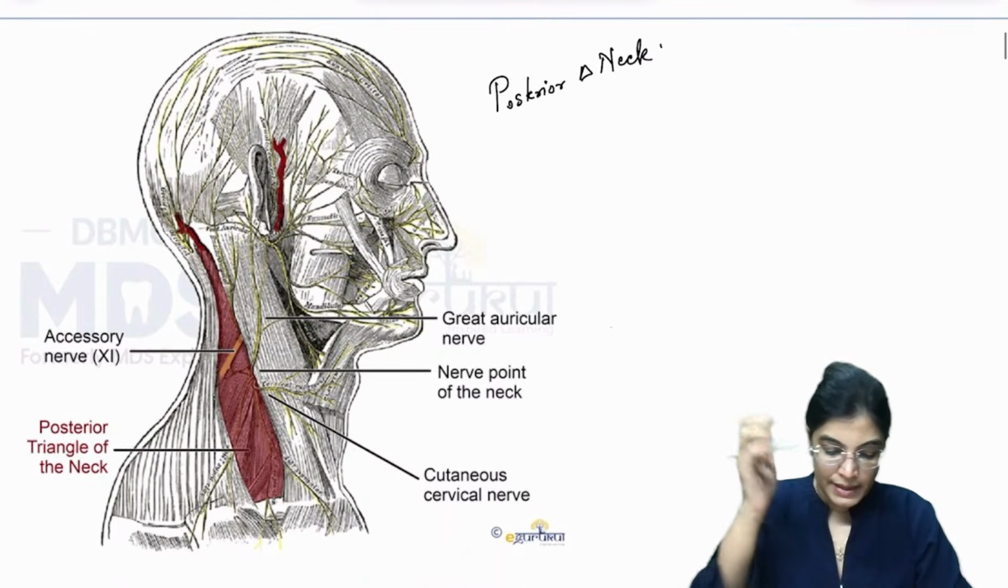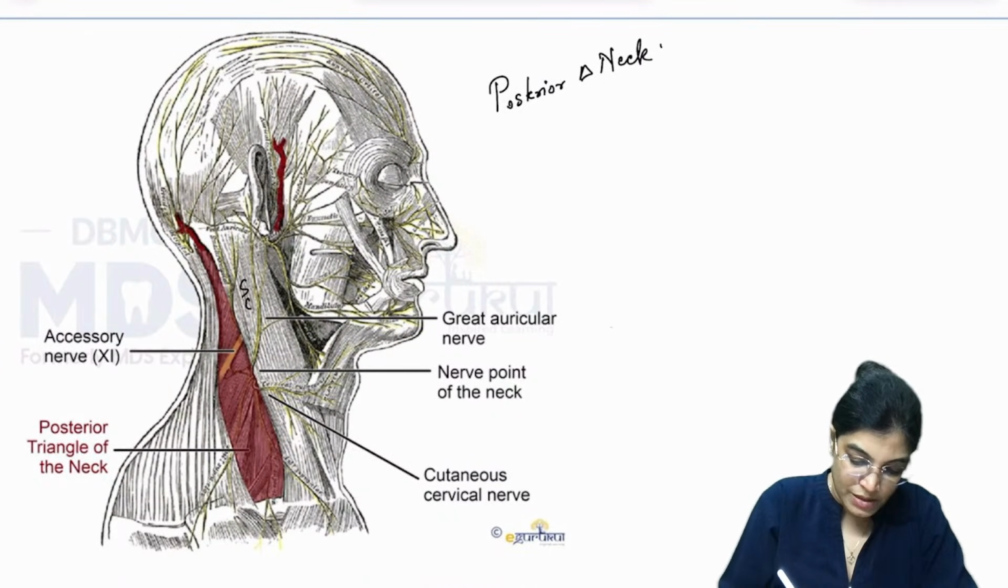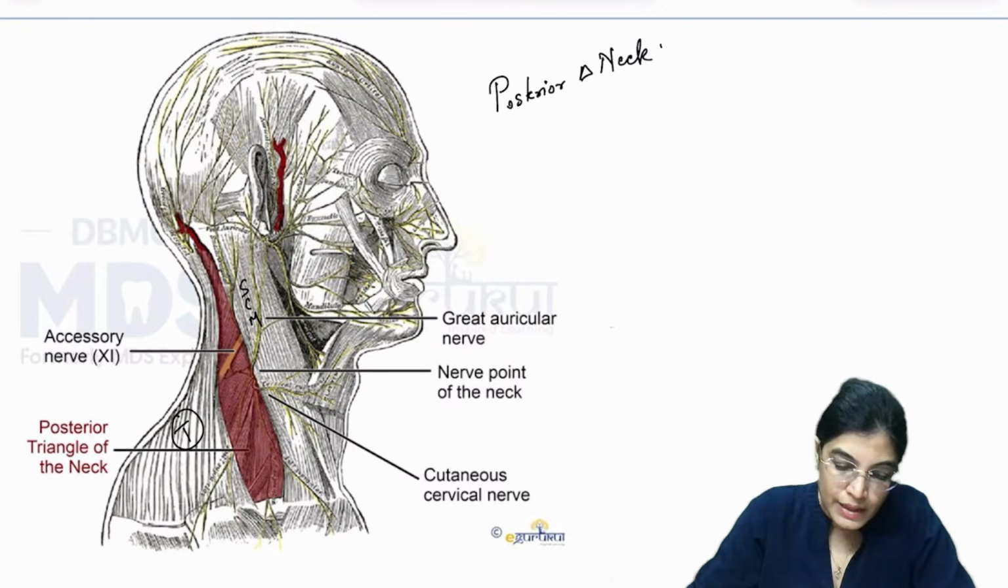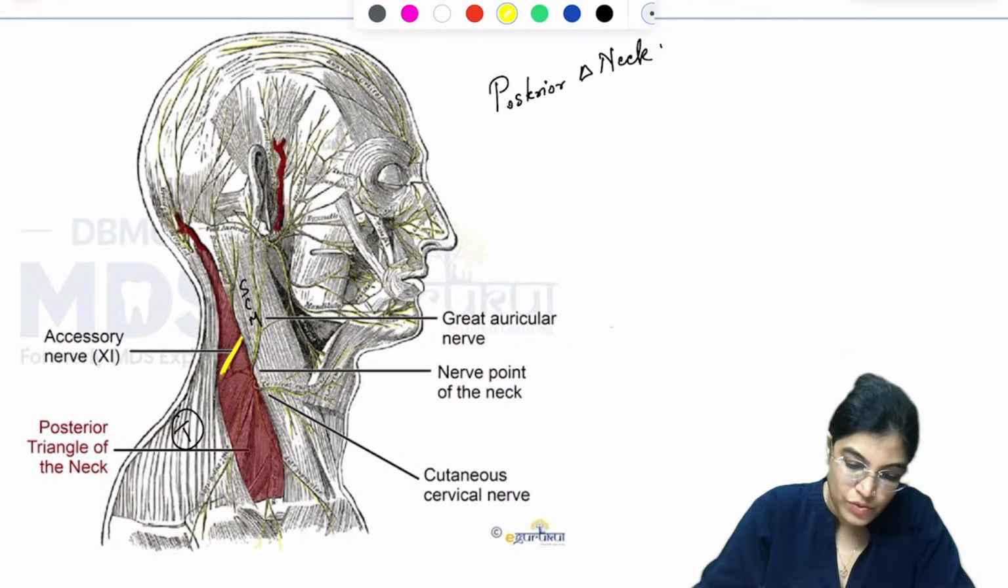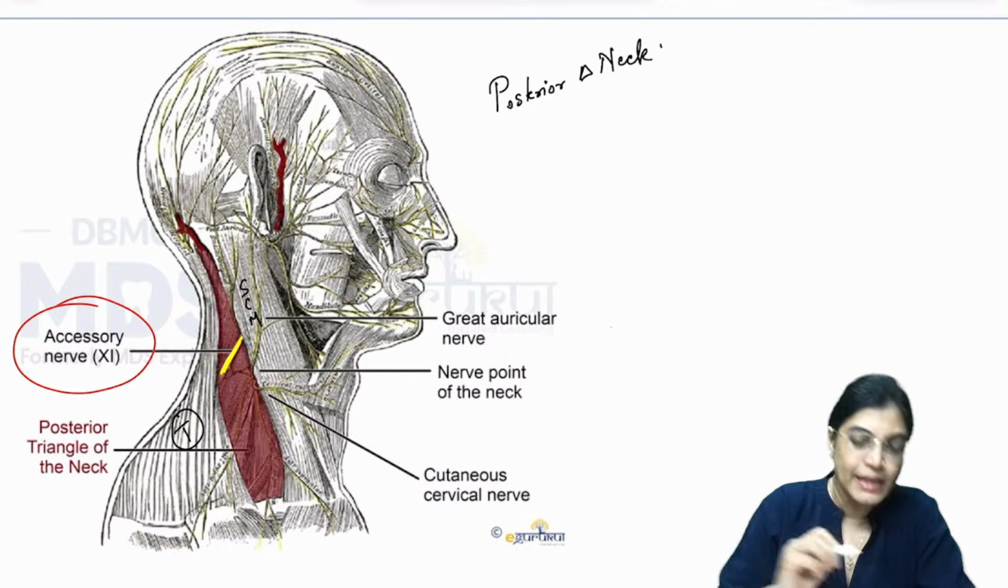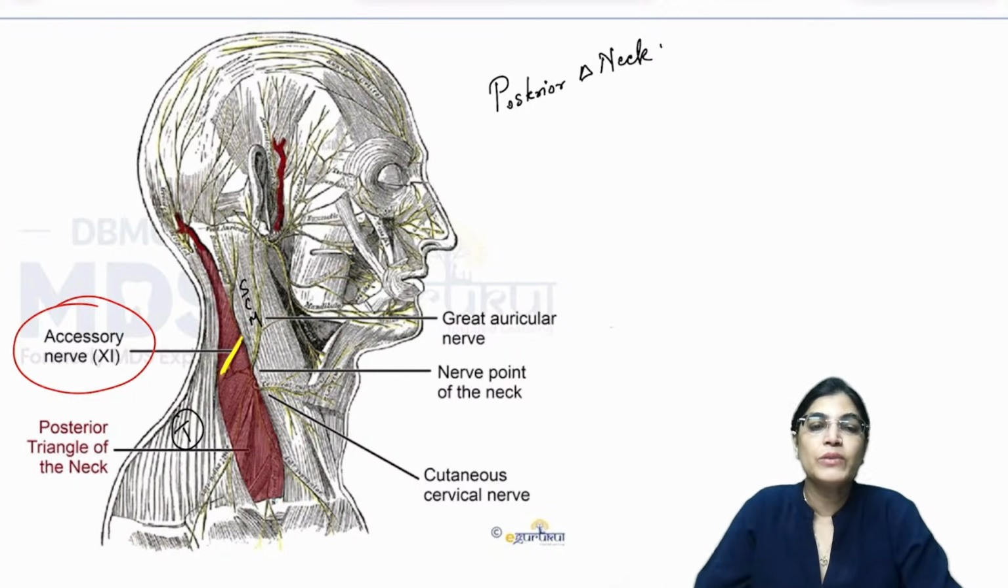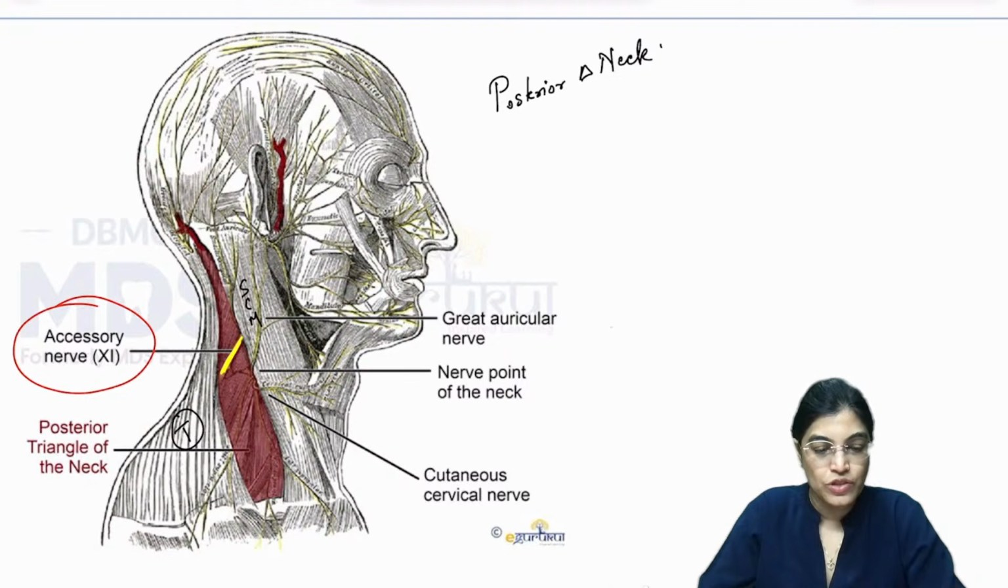So it is bounded anteriorly by sternocleidomastoid muscle. This is, and posteriorly by trapezius muscle. So in this you can see a nerve which is passing here is the accessory nerve. So which nerve you can see here? This is the spinal accessory nerve, which is located in between the two muscles, sternocleidomastoid muscle anteriorly and trapezius muscle posteriorly. The spinal accessory nerve is giving innervation to that of sternocleidomastoid and trapezius muscle.